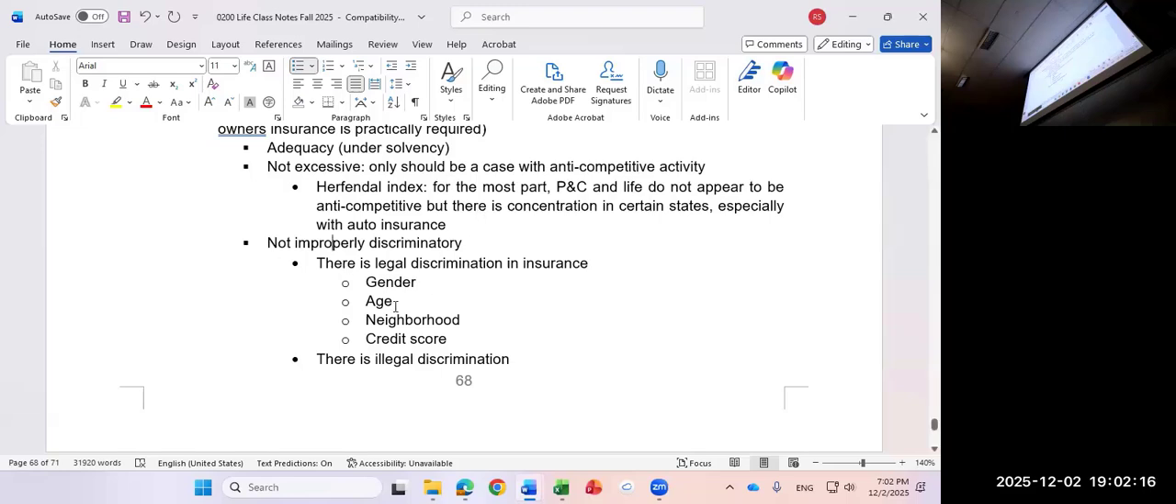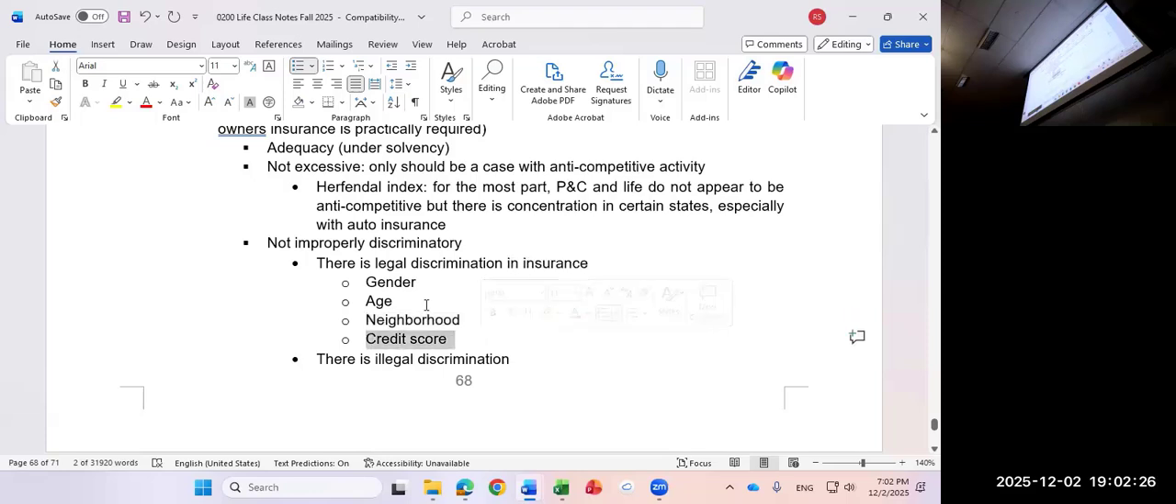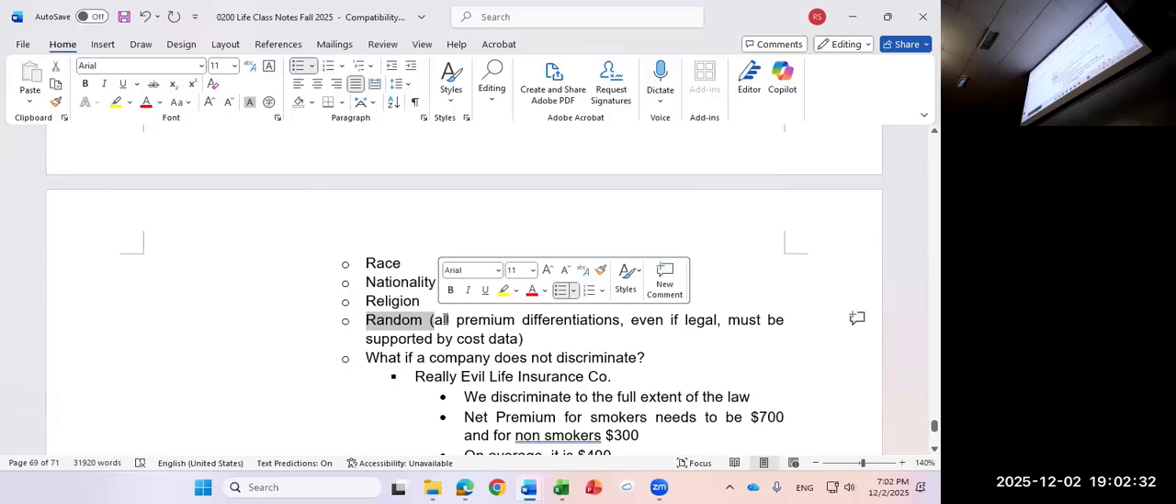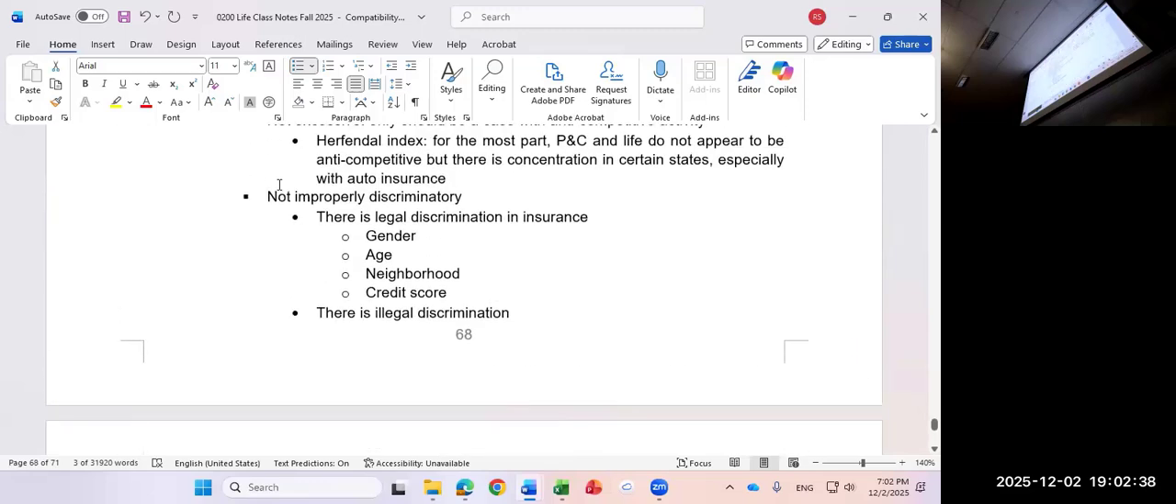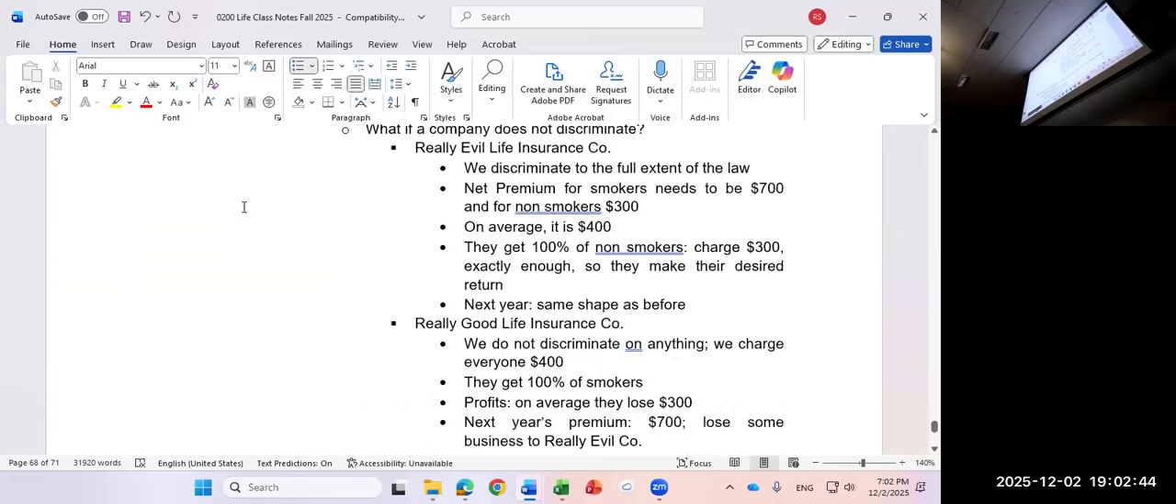They can discriminate on neighborhood. That gets really close to things they can't discriminate on. Credit score, well, we talked about that in my property and casualty class. Illegal discrimination is the obvious things you can't, including random. You can't just charge people more money because you don't like them. You have to have actual data to prove it. But regulators get involved in that. It's a much bigger issue on the property and casualty side, though. It's not as big of an issue on the life side.